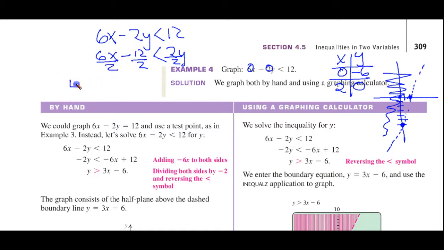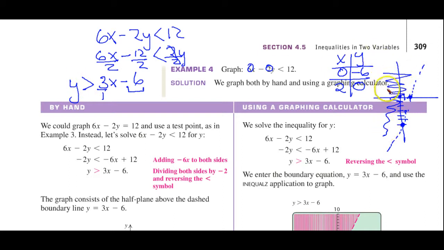And I'll write it this way. Y is greater than 3, this cancels out, x minus 6. So I'm going to put a dot at -6, that's my y-intercept. I'm going to do the slope of 3 over 1, up 3, which is right there. I'm going to use a dotted line, and where do I shade now? It says a positive y is greater, so I'm going to shade above the line.